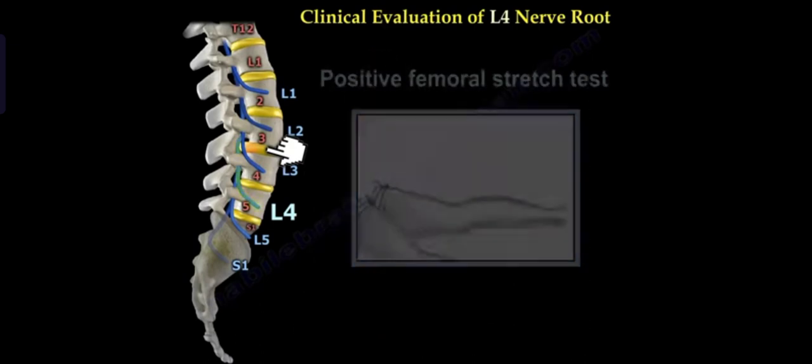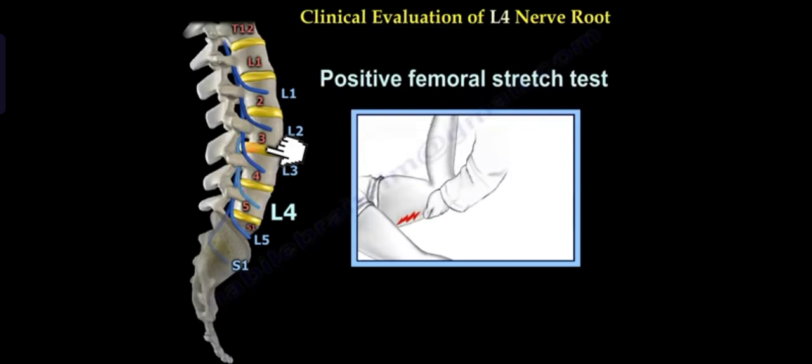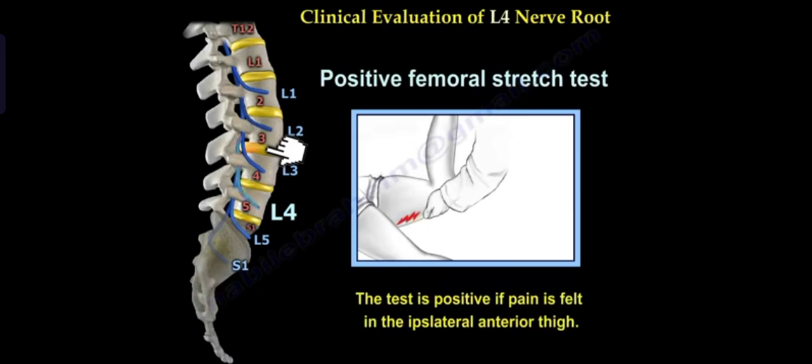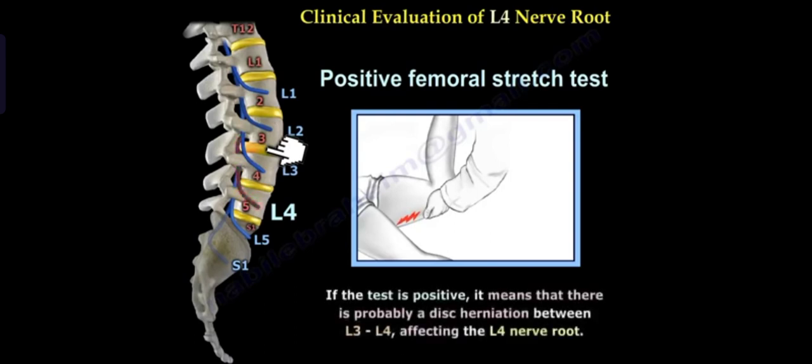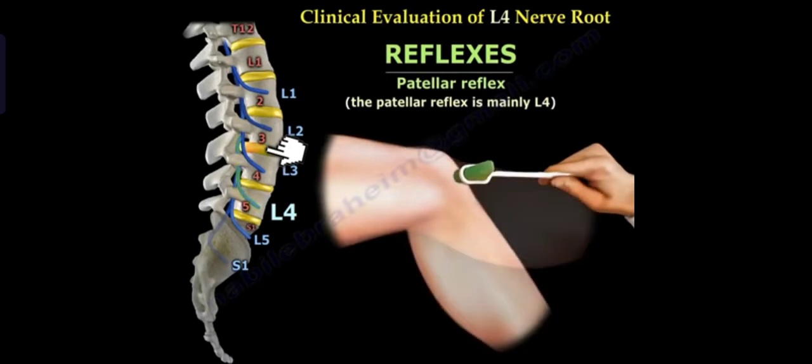A positive femoral stretch test can also be seen in L4 nerve root involvement. The test is positive if pain is felt in the ipsilateral anterior thigh. And if the test is positive, it means there is probably a disc herniation between L3 and L4, affecting the L4 nerve root. Reflexes: the patellar reflex is mainly L4.